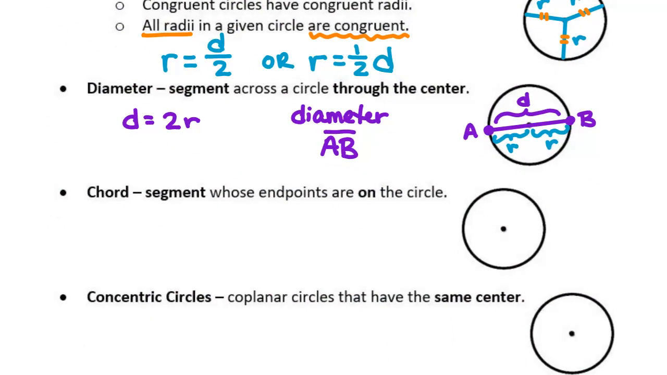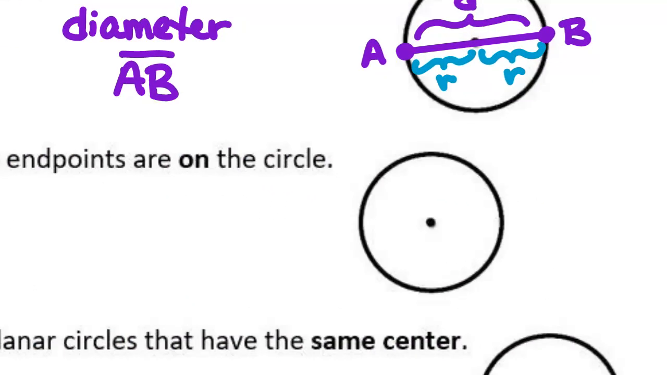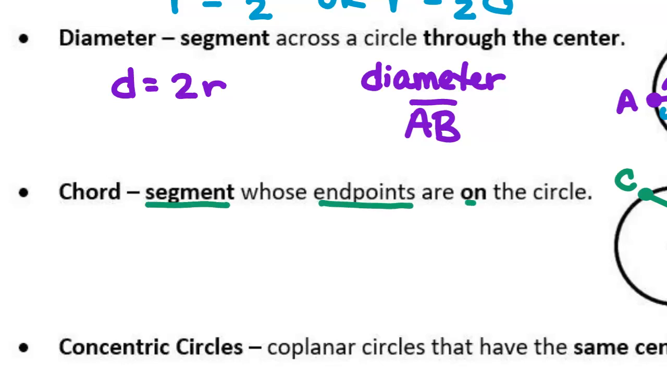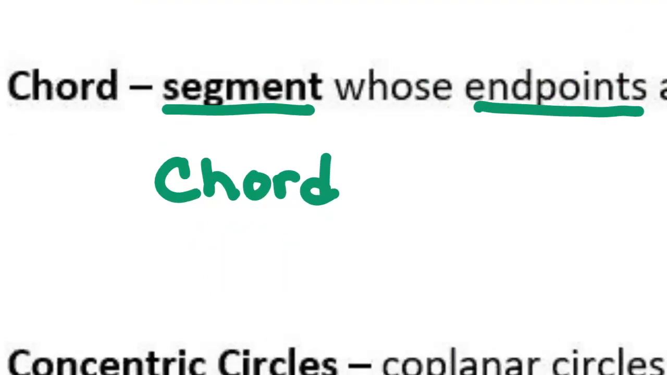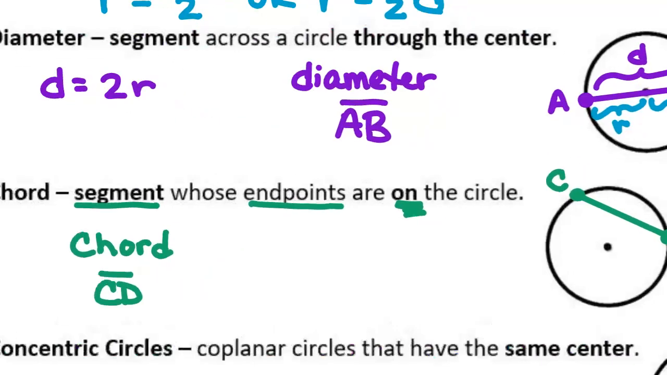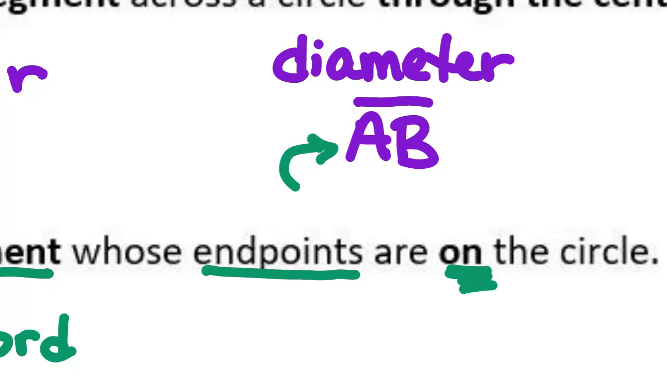A chord is a segment whose endpoints are on the circle. So something along these lines. I'm going to call this segment CD. Thank you, Ruby. A chord does not have to go through the center of the circle. My diameter does go through the center of the circle, and it also touches in two spots on the outside of that circle. So a diameter, my diameter AB, is both a diameter and a chord.